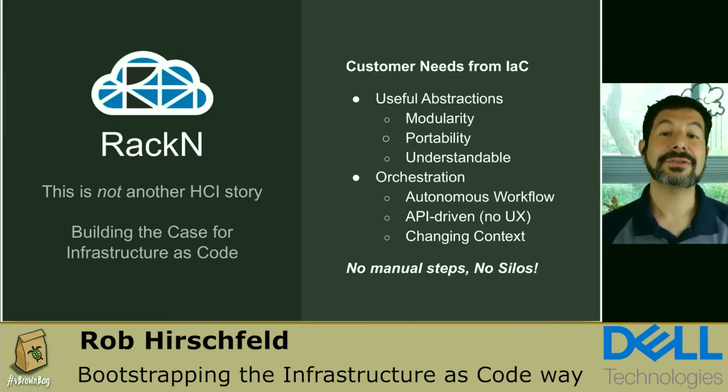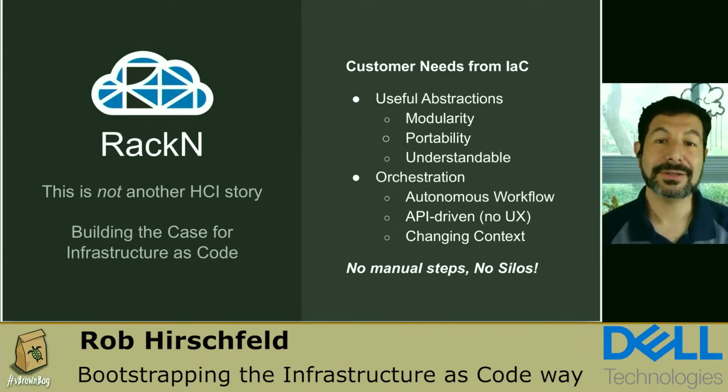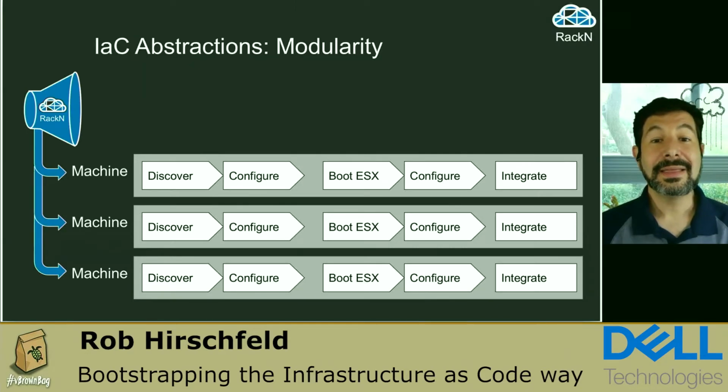And so here's what we hear from customers talking about their needs from infrastructure as code. They need to have useful abstractions. And we're going to go through each one of these, and I'll show you an example of how that looks, and orchestration. But at the end of the day, what we're really doing is working to eliminate manual steps and silos. It really is that simple. That's the goal for infrastructure as code.